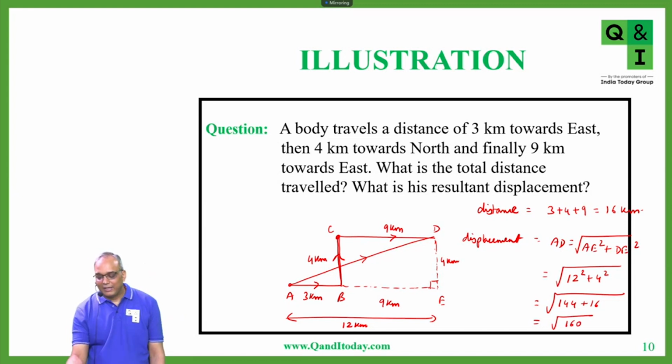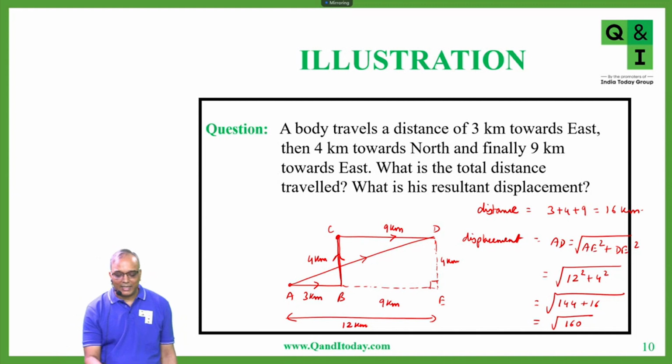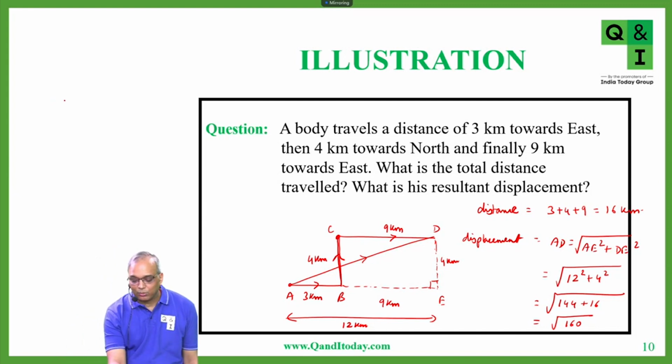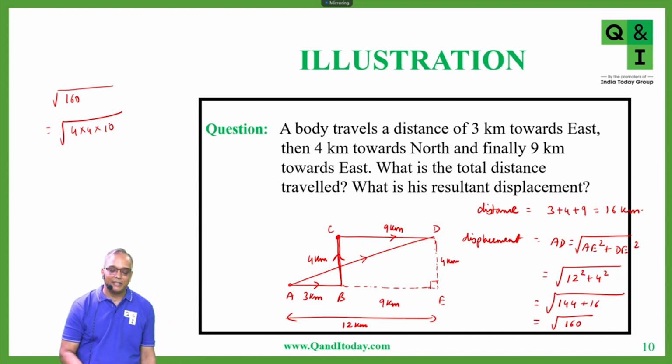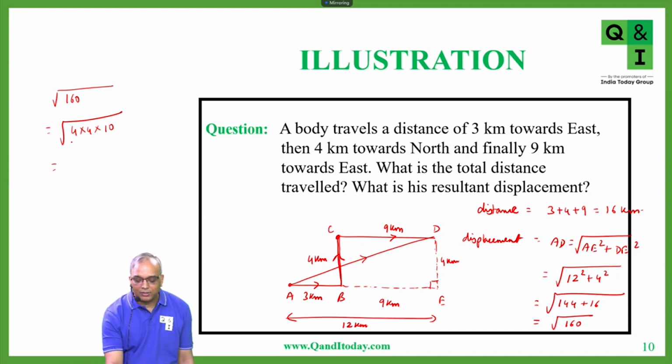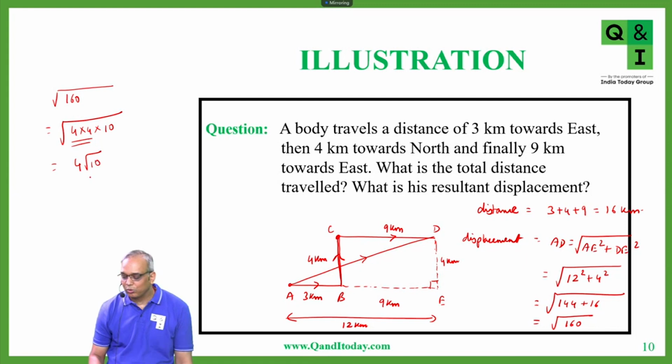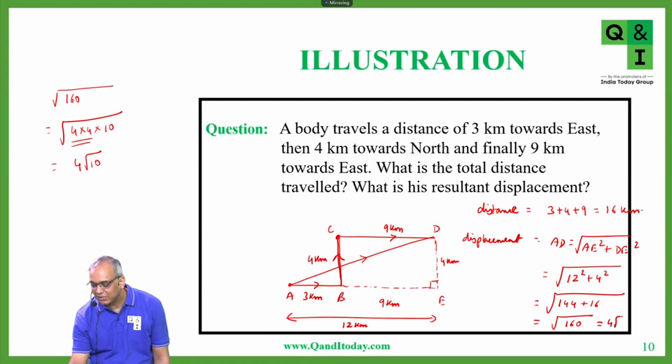Now, as I discussed just now, if you have to calculate root under 160, what you are going to do is you can write it as 4 into 4 into 10. 4 into 4 is 16 and then into 10. So this is in pair. You can take one 4 outside. This will be equal to 4 root 10. So this becomes equal to 4 root 10 kilometer. So this is your displacement.